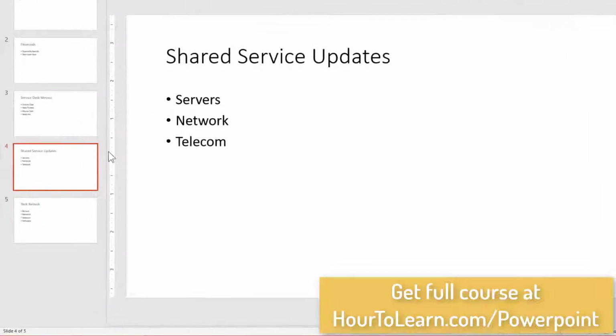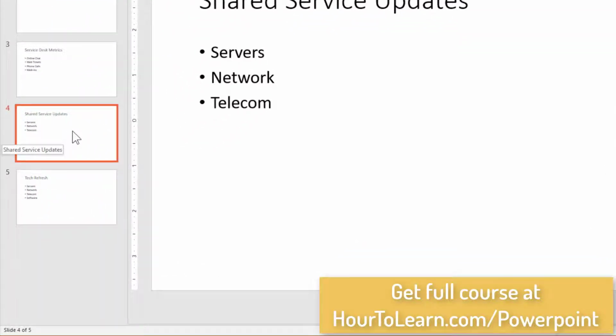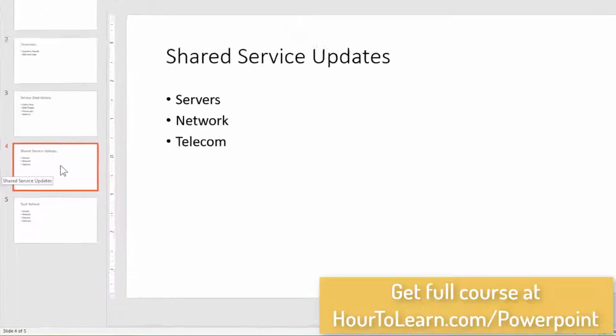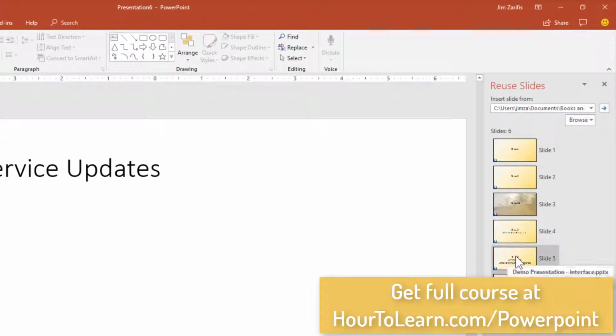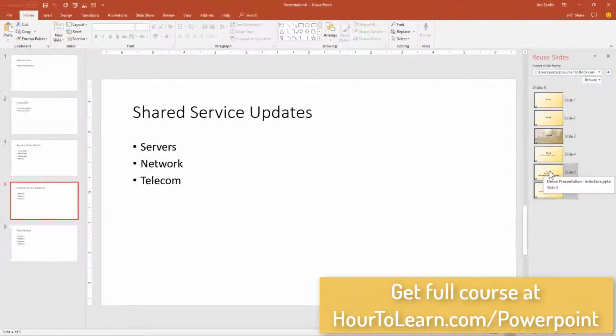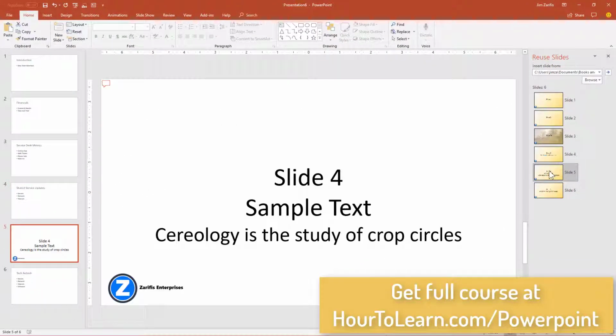Let's use that. The current slide is slide 4, and I want to pull slide 5 from the other deck and put it immediately after. As soon as I click that, you'll see it appears as slide 5 in the current deck.